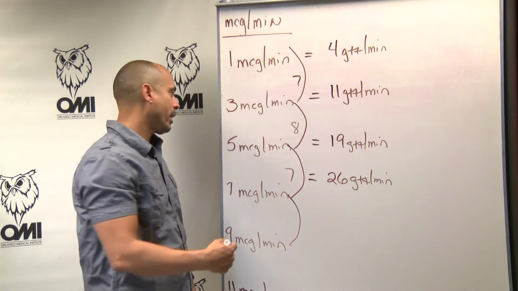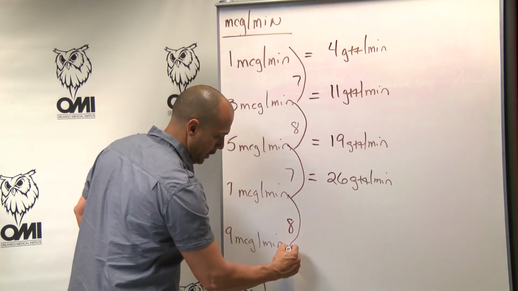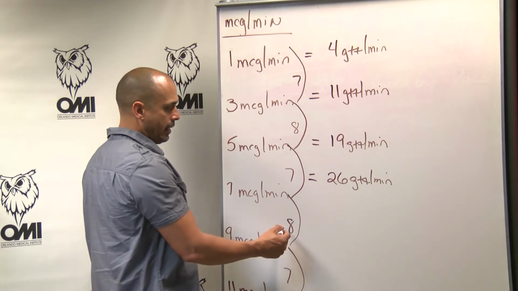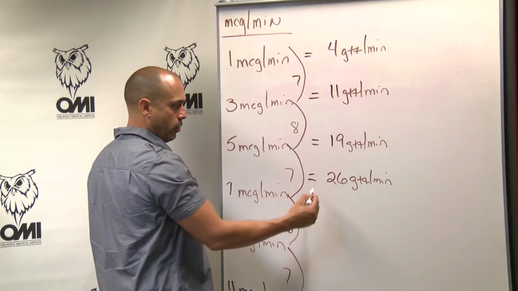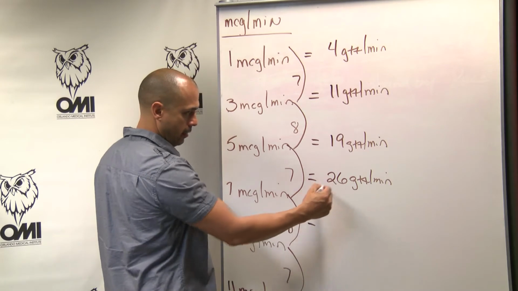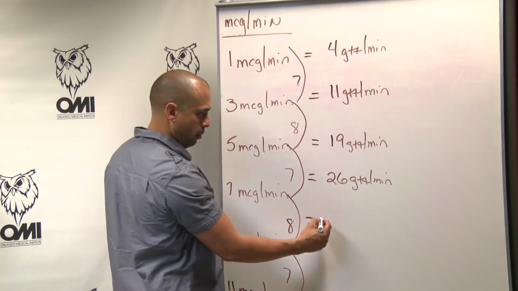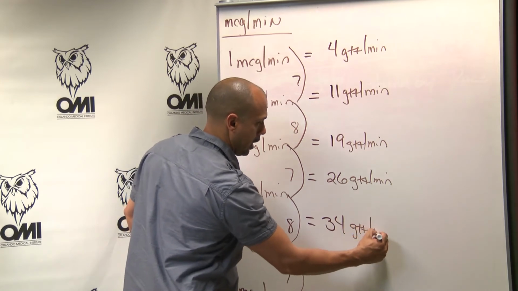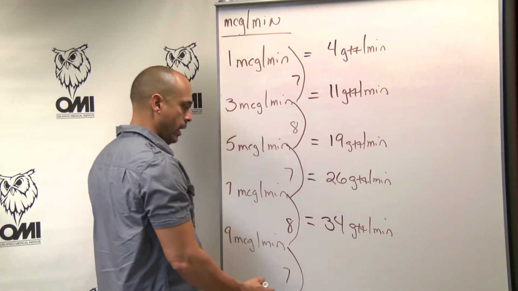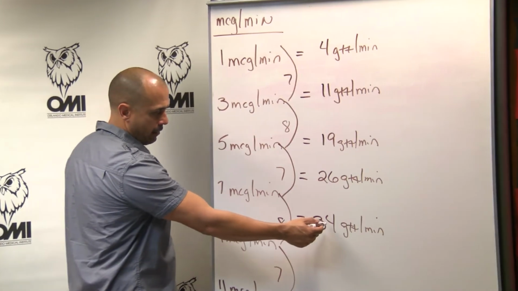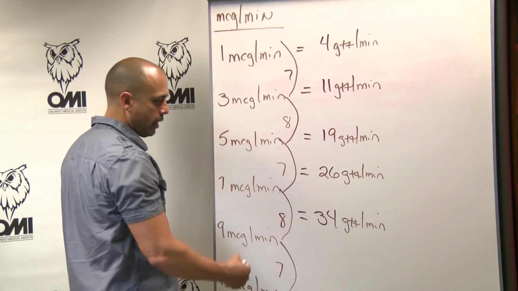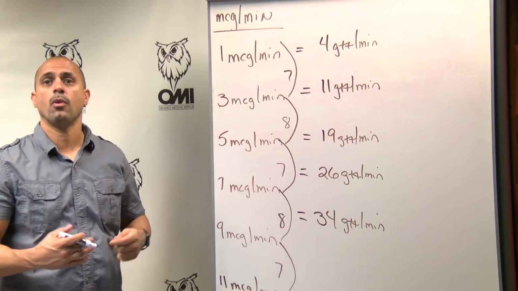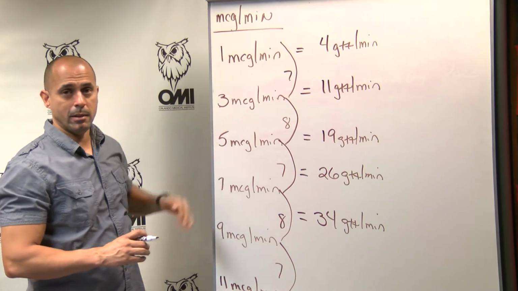What's the next number we're going to add? 8. We're just going back and forth. Then from 9 to 11, 7. All right, so if I add 8 to 26, that will be 34 drops per minute. Now I add 7 to 34, right? So we keep going back and forth. We're just going to add 7, 8, 7, 8, 7, 8 is what we're doing, but we're going up in odd numbers.